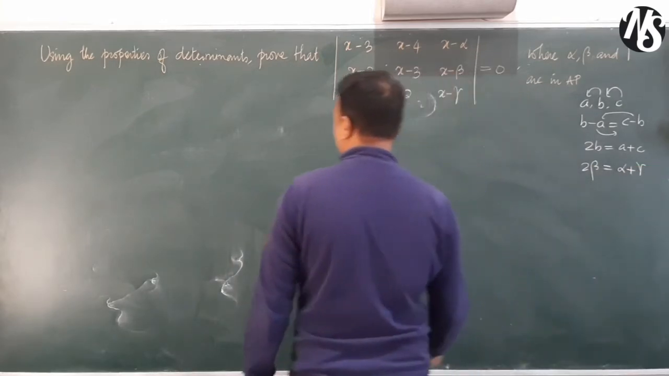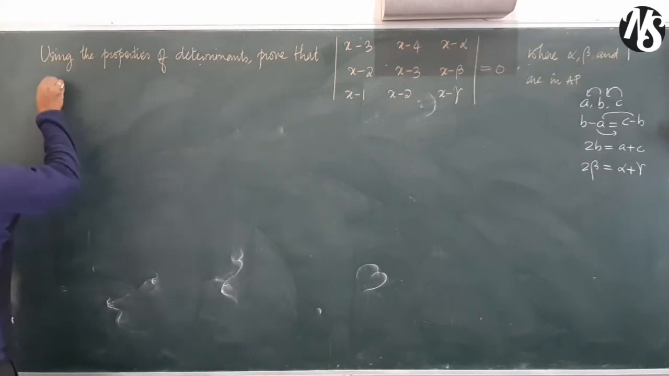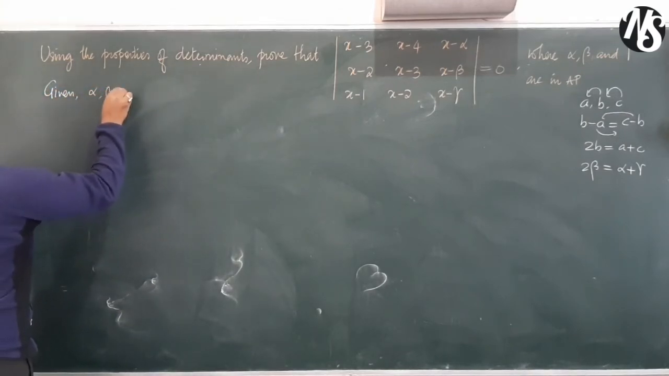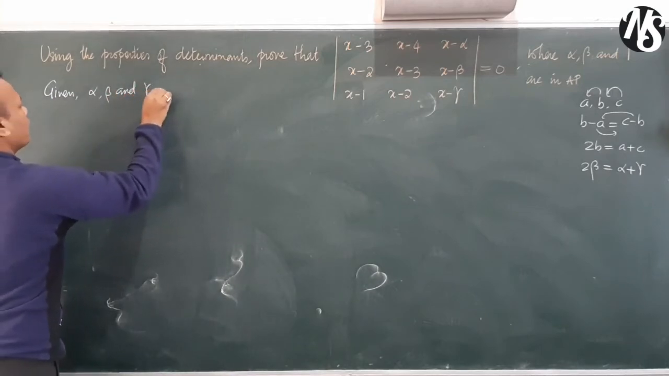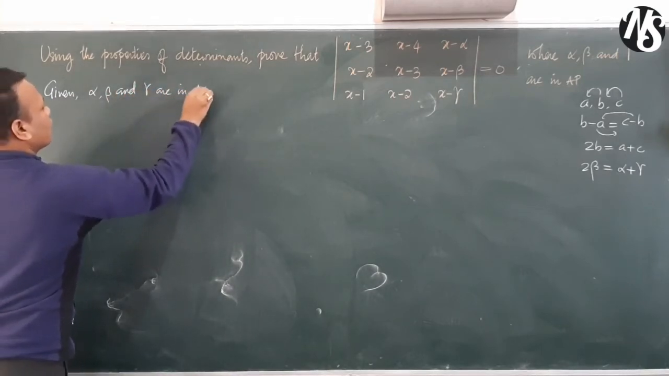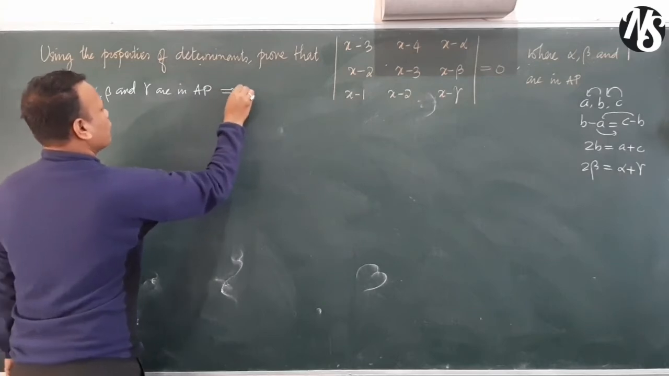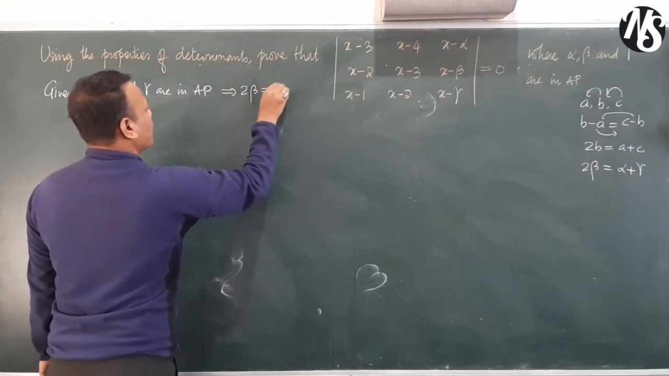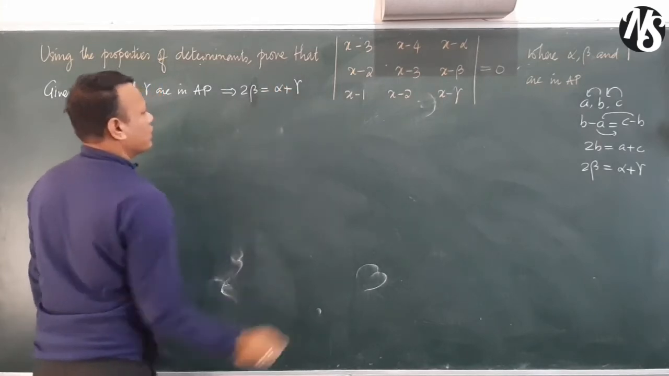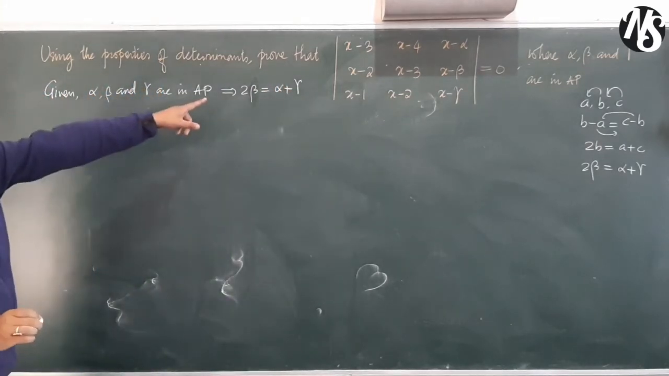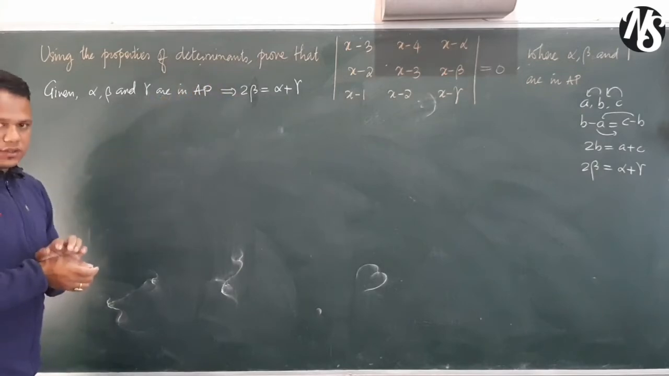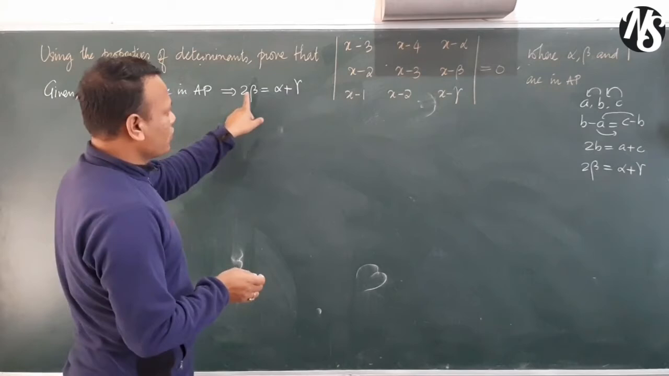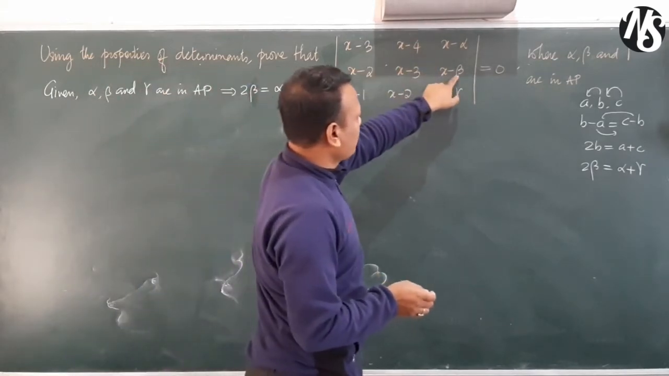Given that alpha, beta and gamma are in AP, I told you this means that 2 beta must be equal to alpha plus gamma, right? So this is the thing that we have with us. Now let's make use of this. Here you see in the second row we have beta, isn't it?